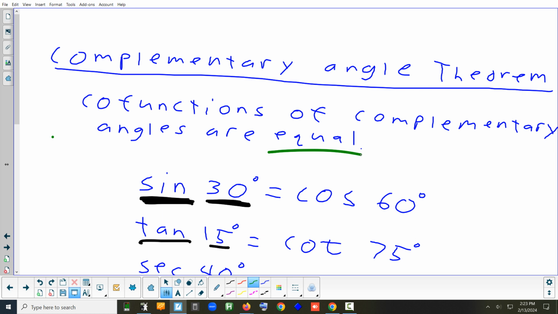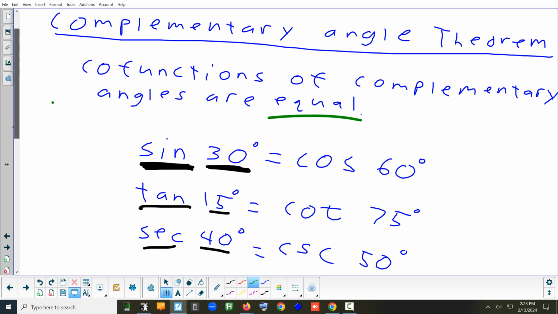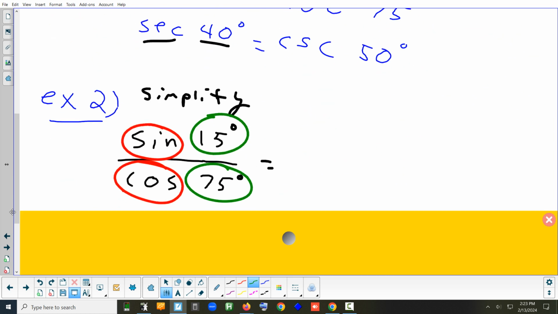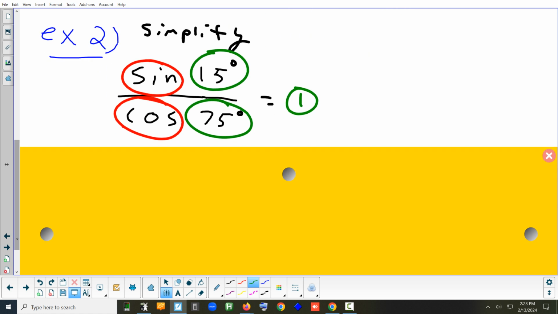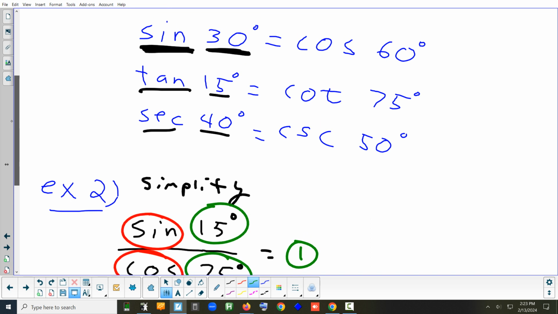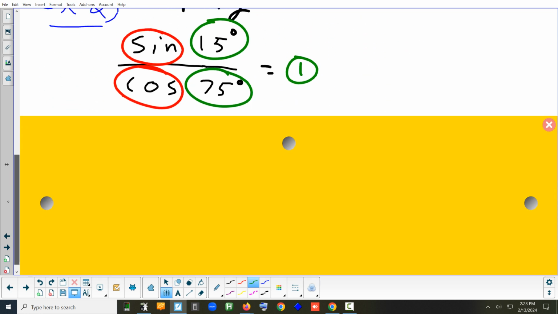That means that what's in the top of the fraction and what's in the bottom of the fraction are equal. So what would we get? 1. Yeah, we would get 1. Mr. Hager doesn't play horse. Yeah. Because we're dividing two things that are the same. Now, if that was sine of 16 over cosine of 75, that whole thing's messed up. Yeah, now we need a calculator. So this is a theorem that works in a very, very specific situation.